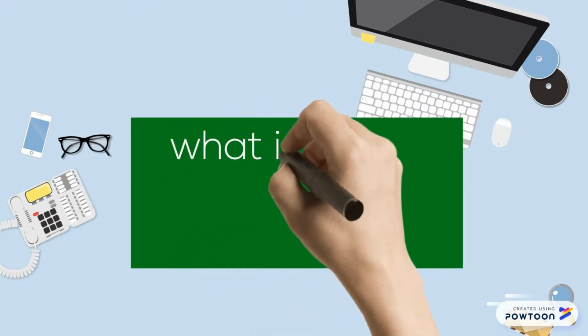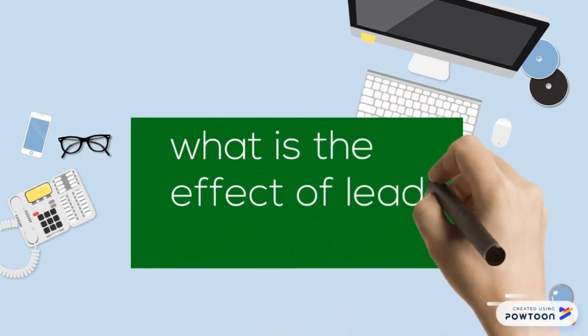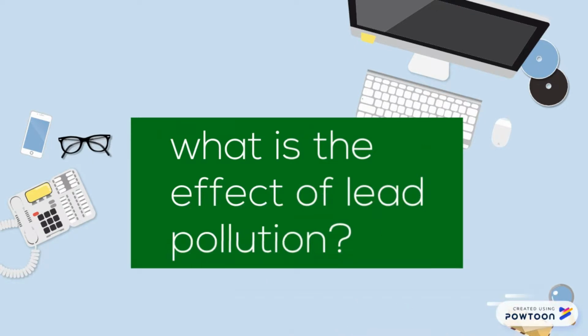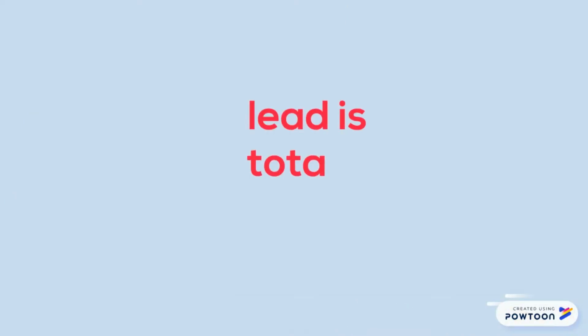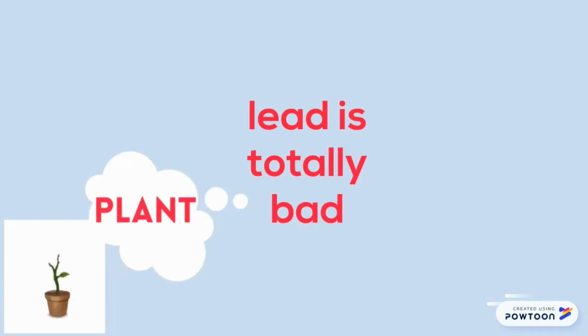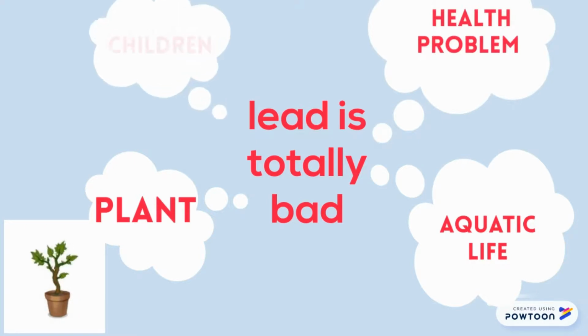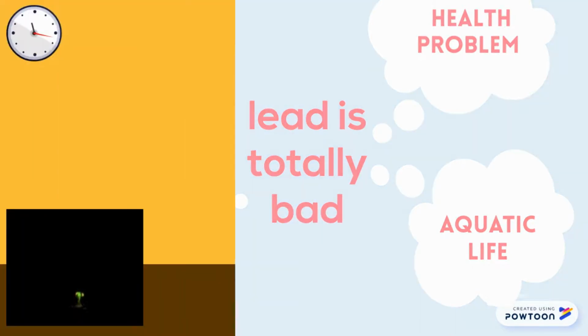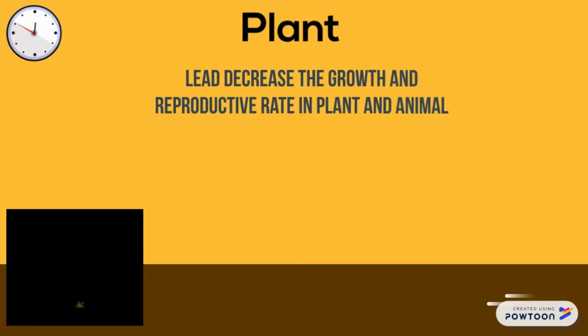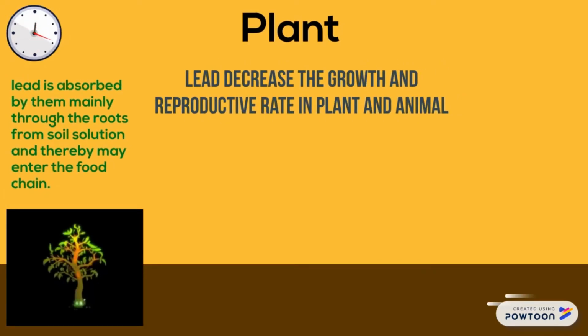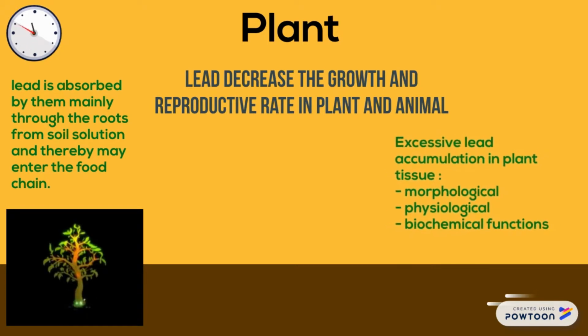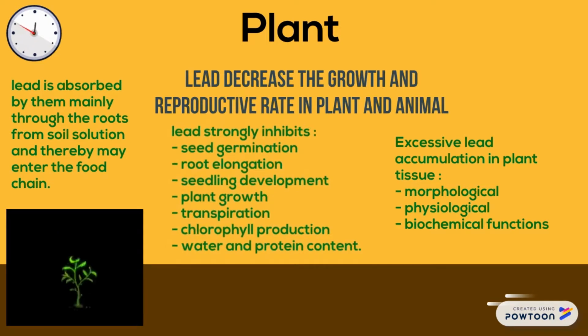Next, what is the effect of lead pollution? Lead is totally bad for aquatic life, for plants, for children, and it can also cause health problems. Lead decreases the growth and reproductive rate in plants and animals. Lead is absorbed by them mainly through the roots from soil solution and thereby may enter the food chain. Excessive lead accumulation in plant tissue disrupts the morphological, physiological, and biochemical functions of the plant.